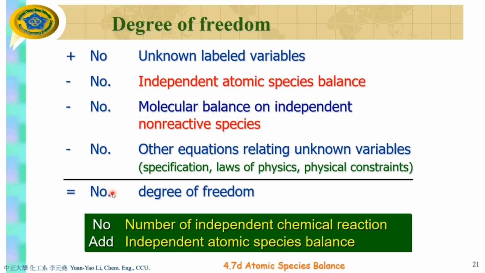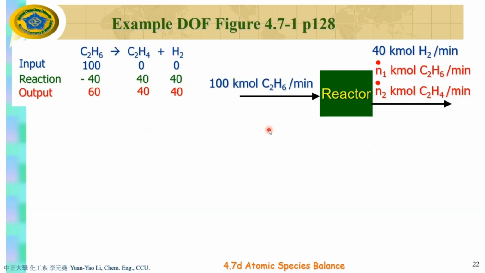So what's the difference between this DOF and the DOF for the molecular species balance? There's no number of independent chemical reactions, which you don't regard as an axis here. So it saves you trouble, right? But you need to add this term here, because chemical reactions might have inert gases, which can reduce the speed of the chemical reaction. Right, so let's do this case again.